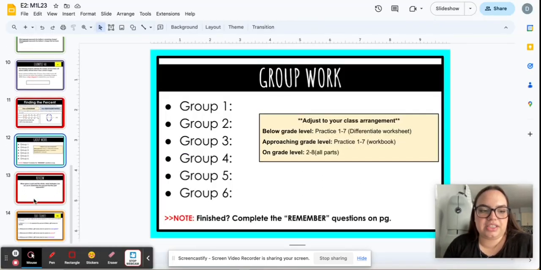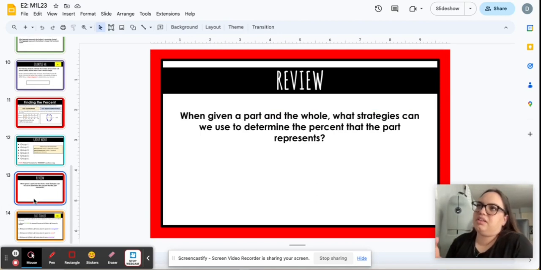After the group work, students will be given answer sheets so they can check their work. And we'll review that question that I asked at the very beginning: what are some strategies that they like to use in order to find a percent?